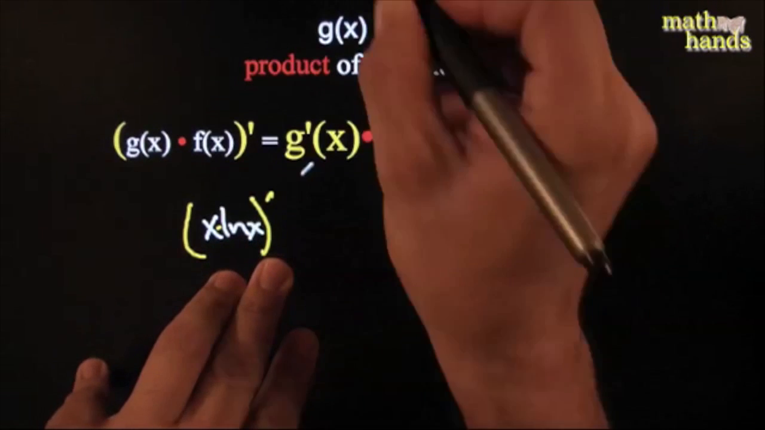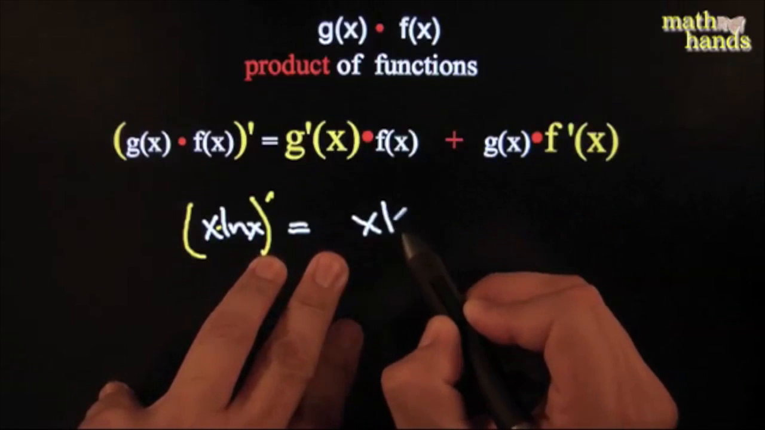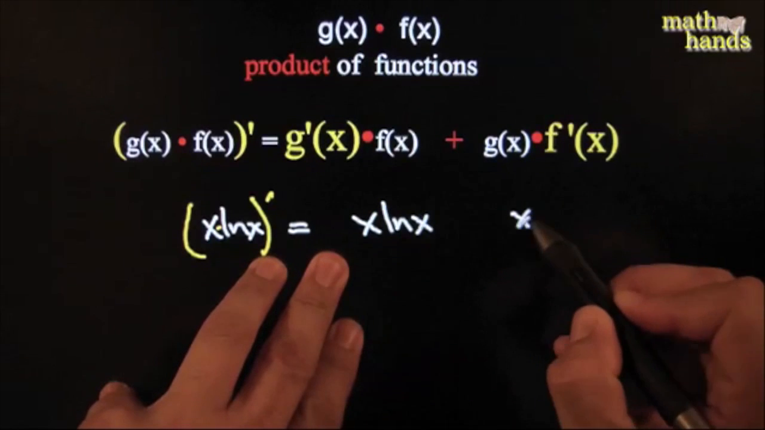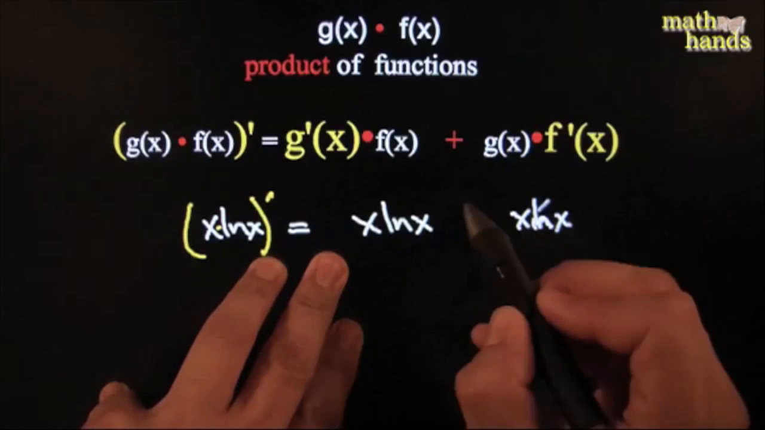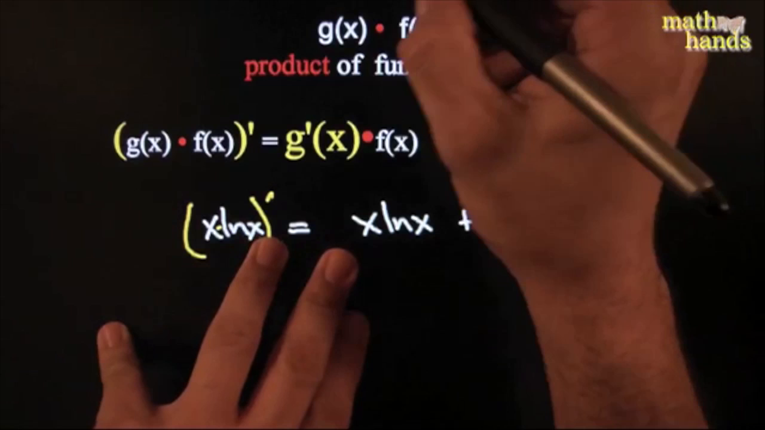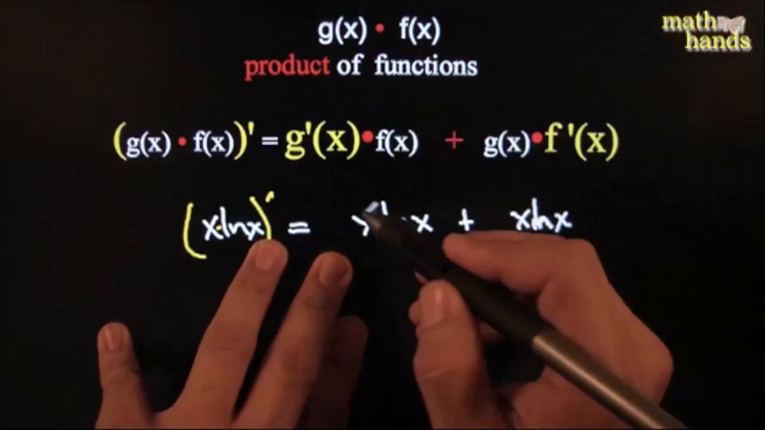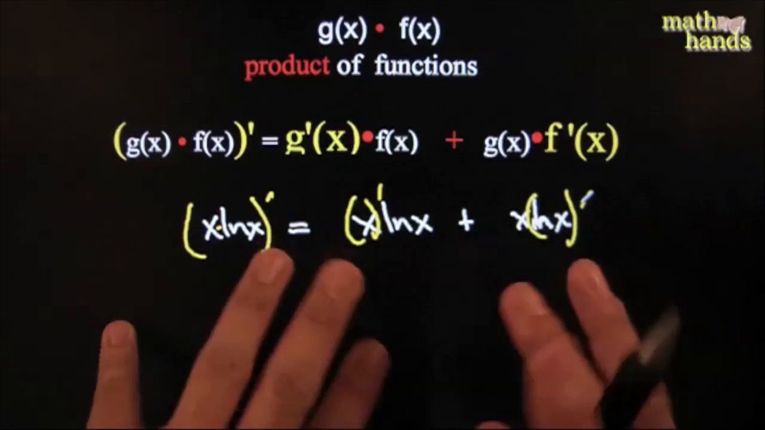Here's what we're going to do. What I suggest you do is you write it all over again, x ln x, and then you write it all over again, x ln x. And then you write a plus in the middle. And if you stop there, you're going to get it wrong. What you got to do after that is say to yourself, on this one I'll take the derivative of that one, and on the other one I'll take the derivative of the other one. And now you're in good shape.